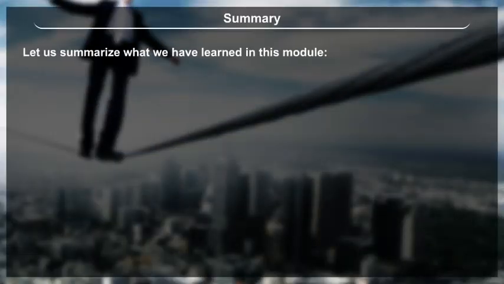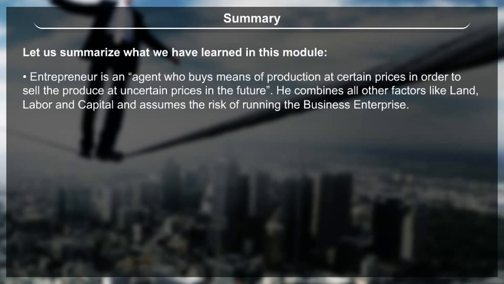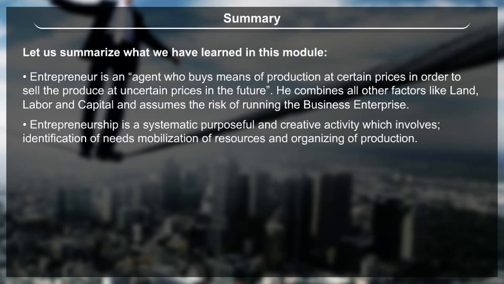Summary. Let us summarize what we have learned in this module. An entrepreneur is an agent who buys means of production at certain prices in order to sell the produce at certain prices in the future. He combines all other factors like land, labor, and capital and assumes the risk of running the business enterprise.